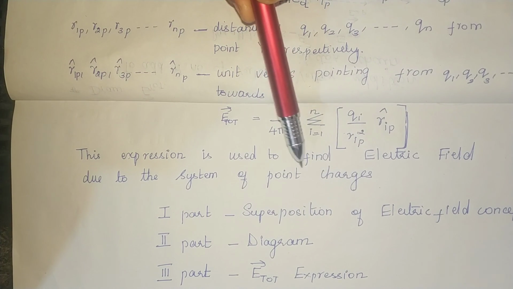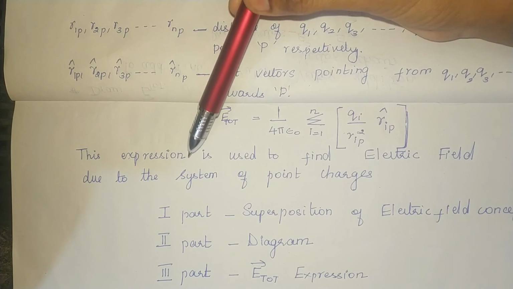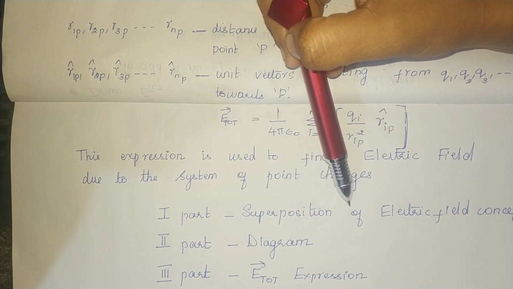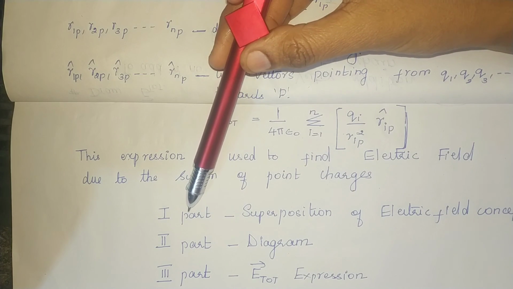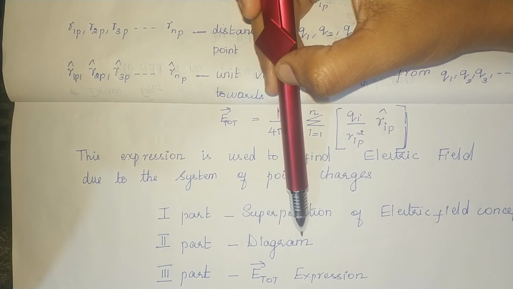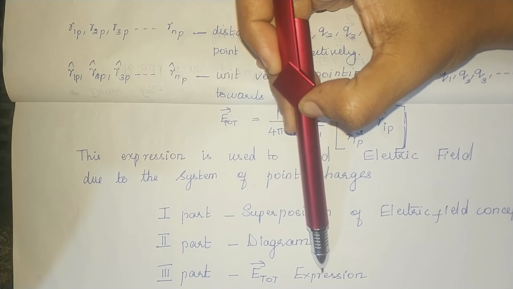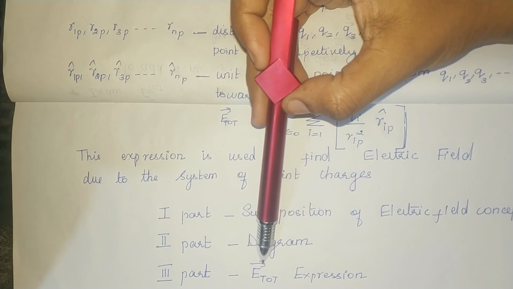So far we have discussed this topic in 3 parts. In the first part, we learned the concept of superposition of electric field. In the second part, we learned how to draw the diagram. And in the third part, we derived an expression for the E total vector.